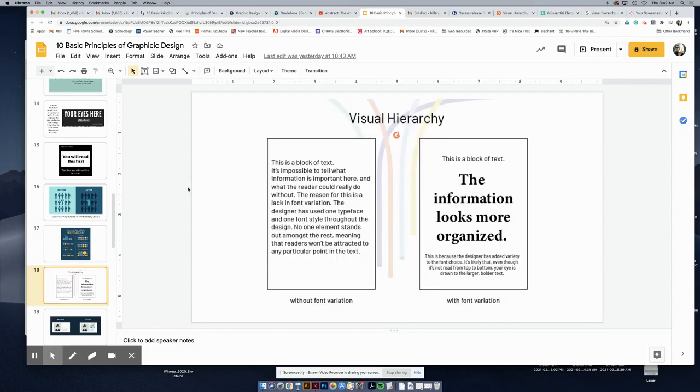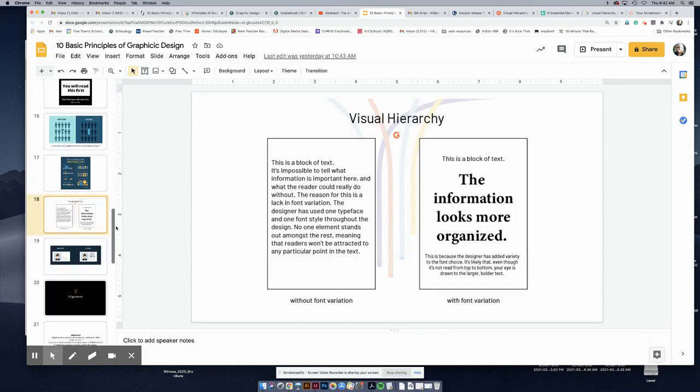How about these two pieces of information? Well, the one on the left, I don't even want to read because it's just a huge block of text and I don't know where to begin. The one on the right is much easier. It gives me the information I want to see and it leads me along a path.